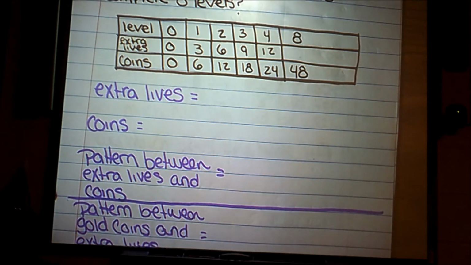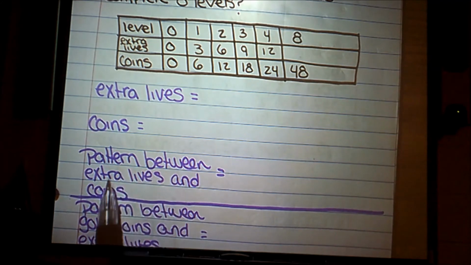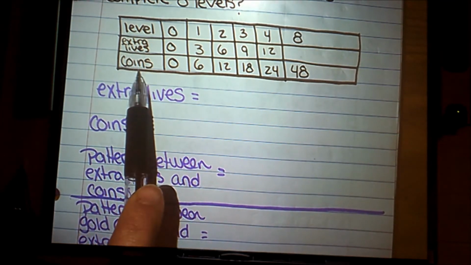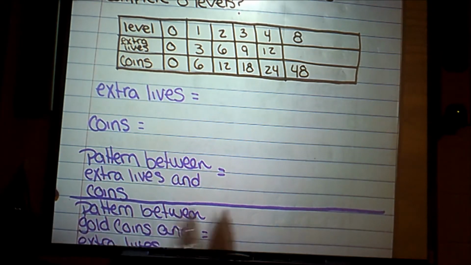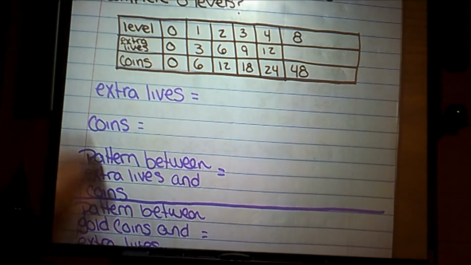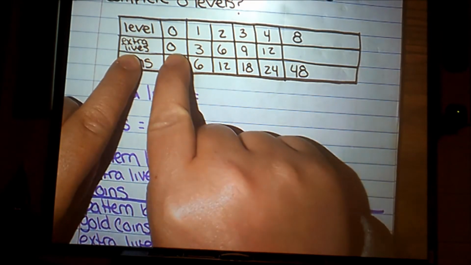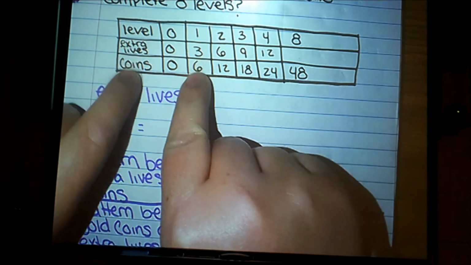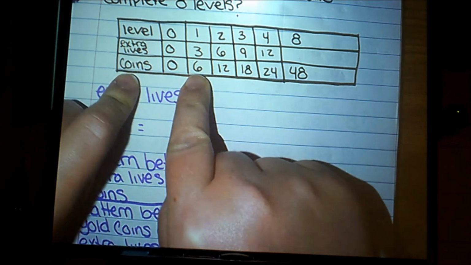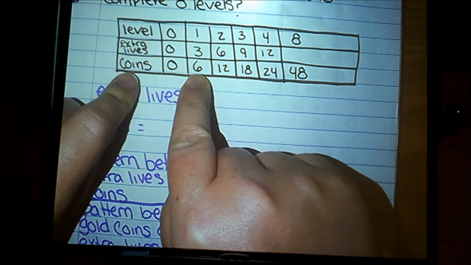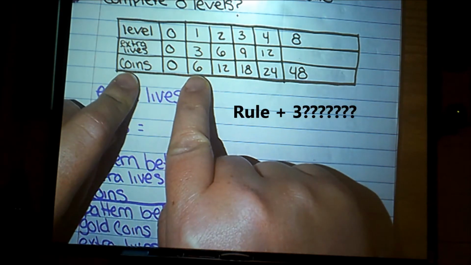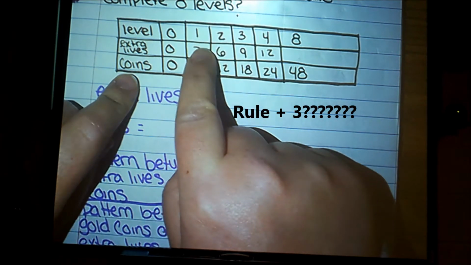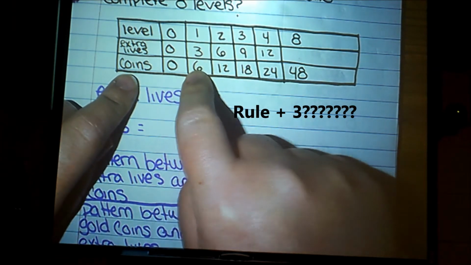So the first thing we need to figure out is our pattern between our extra lives and our coins. So we're going to look at our extra lives and we're going to look at our coins. And we're going to see if we can find a rule that fits. So I see I go from a 0 to a 0, a 3 to a 6. Oh, maybe they're adding 3. Maybe the rule is to add 3. Because 3 plus 3 equals 6. So for every extra life I add 3, and that gives me my coins. Let's see if that works.